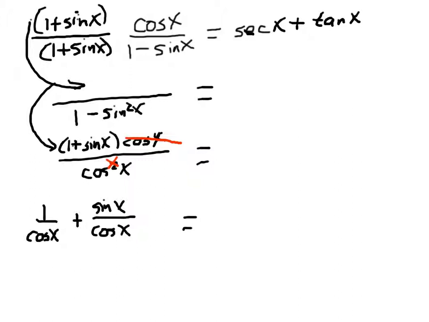And now I can see what my final step is going to be, because 1 over cosine x is my secant x, plus sine over cosine is tangent x. And so now I'm done. Left hand side equals right hand side.